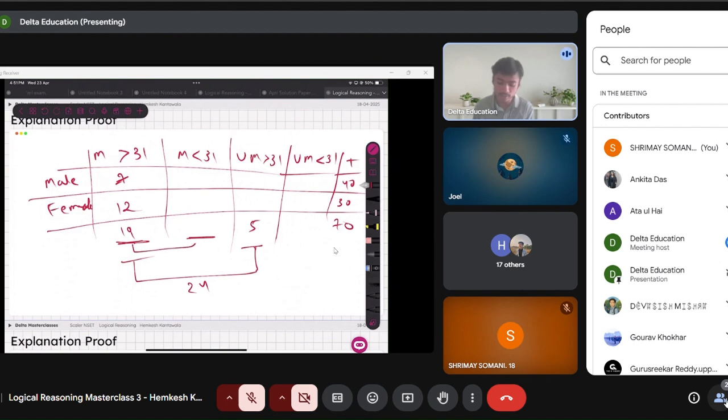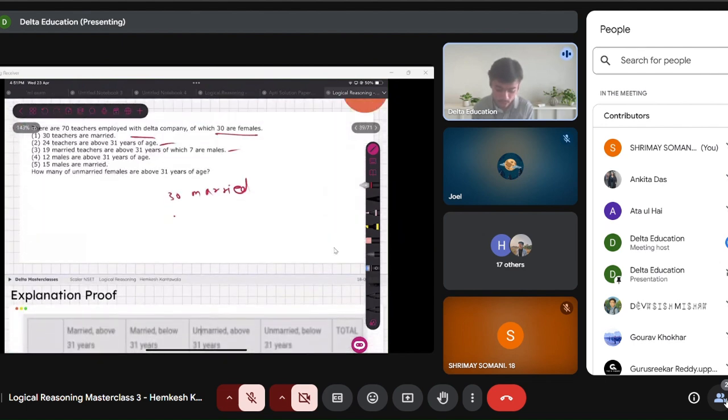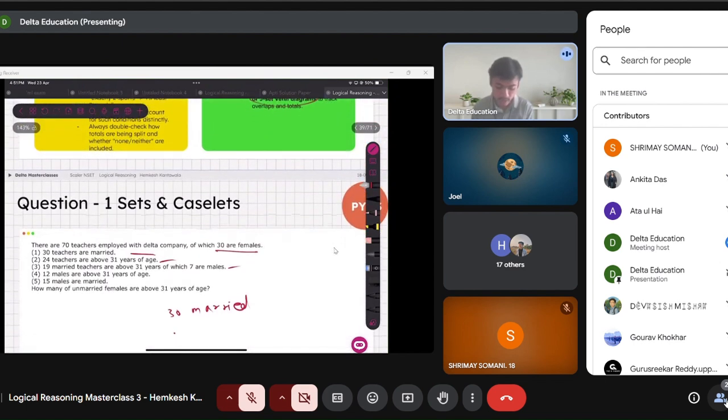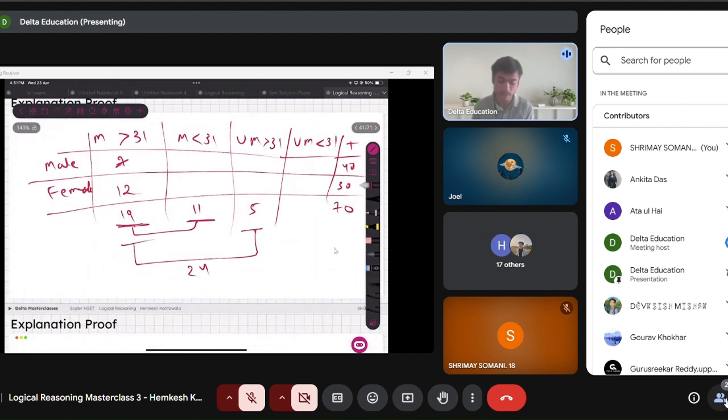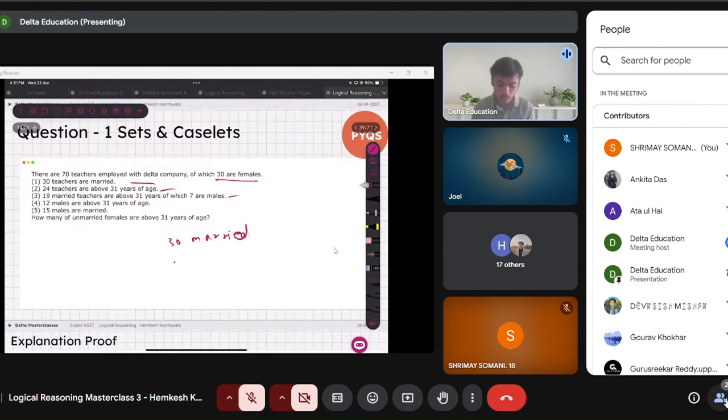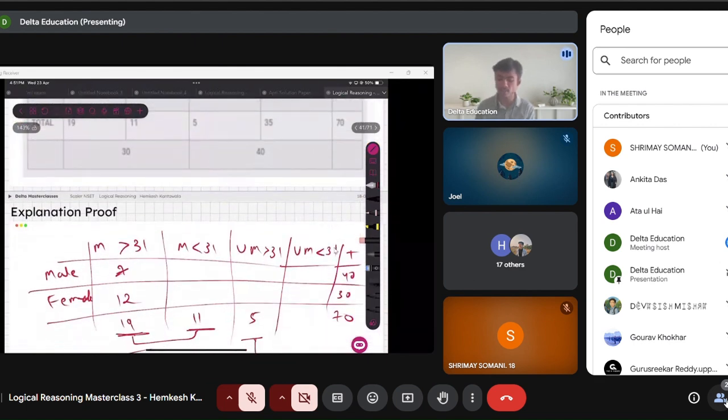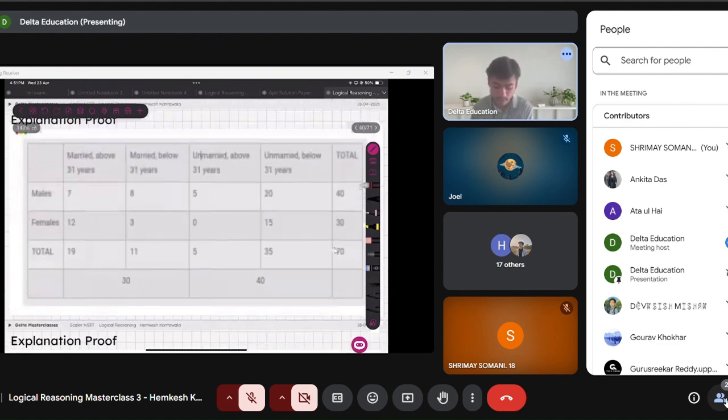And we know that the sum of this and this came out to be, what was the first thing? 30. 30 teachers are married. So 1 and 10, this would be 11. Okay, let's read ahead. 12 males are above 31 years of age. So this and this is 12. So 7 plus 3 is 10. So this would be 5. So 7 plus 5 is 12.